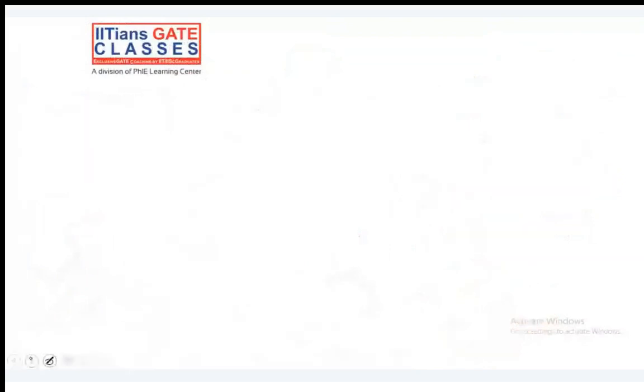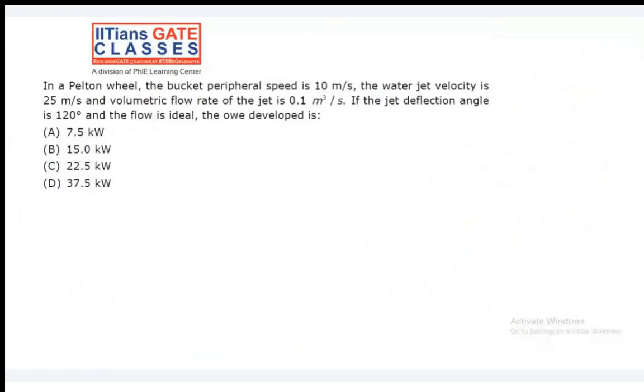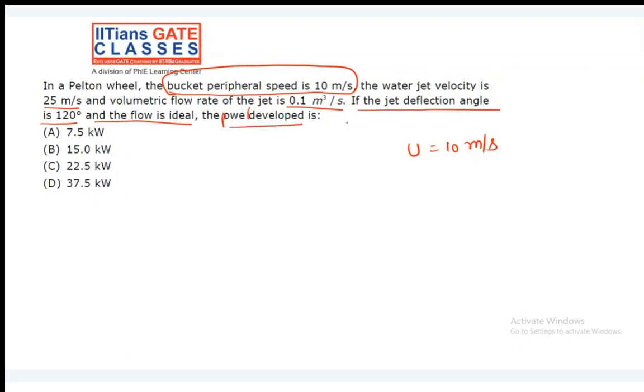Okay, let us solve quickly. It says that there is a Pelton wheel whose bucket peripheral speed, so we should catch the meaning, bucket peripheral speed is 10 meter per second. So it says that u is 10 meter per second. And then it says that the water jet velocity is 25 meter per second, and discharge 0.1 meter cube per second. If the jet deflection angle is 120 degree and the flow is ideal, then what is the power developed?